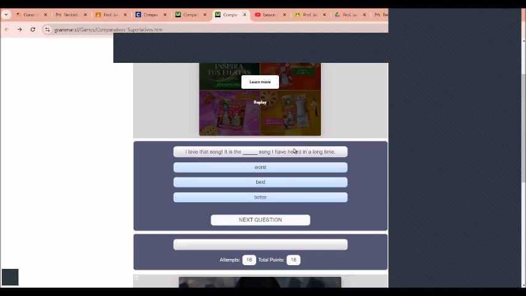Good becomes better, becomes best. All right? It is the superlative of all of the good songs she has heard. Practice with me. I love that song. I love that song. It's the best song I have heard in a long time. All right.